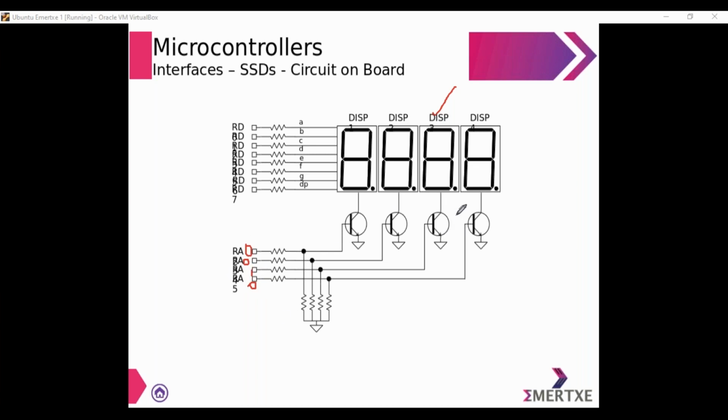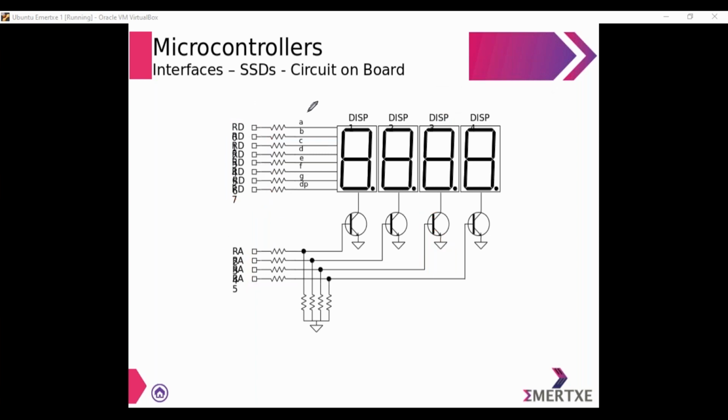So providing 1 here will turn on this transistor. So that is going to provide the ground. So anything you provide here will be accepted by display 3 and the cumulative current will flow to the ground via the transistor 3.